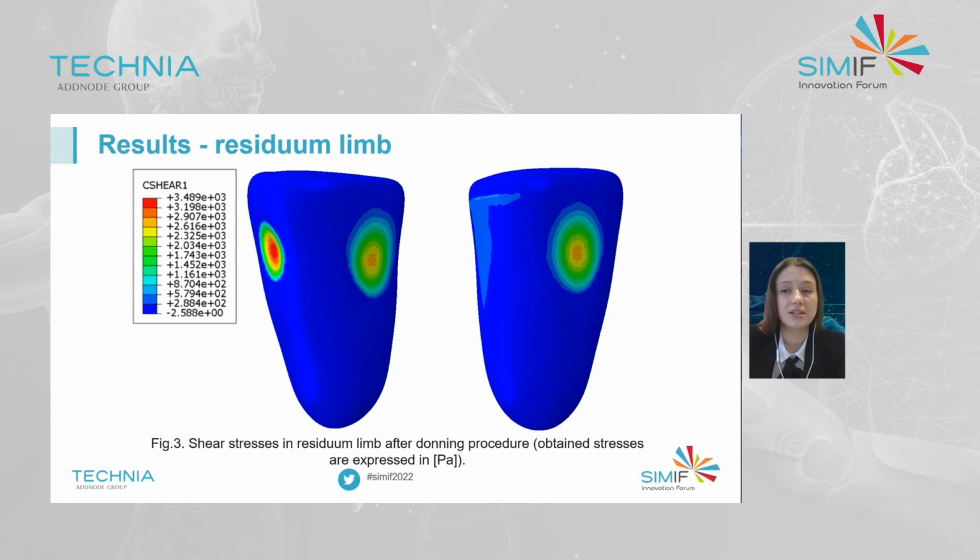Longitudinal shear stress in pascals is shown on the slide. The model using simulation of the donning procedure represents more accurately the actual donning procedure, where the relative displacement between the socket and the stump generates not only normal stresses, but also shear stresses. The longitudinal shear stresses achieved a value of 3.5 kilopascals during the donning procedure.